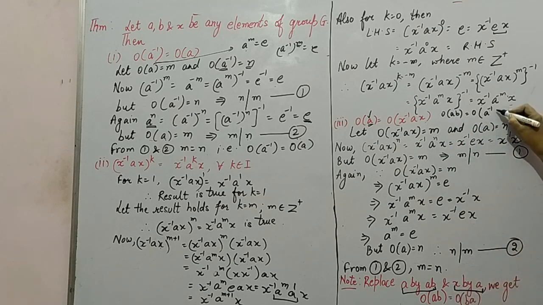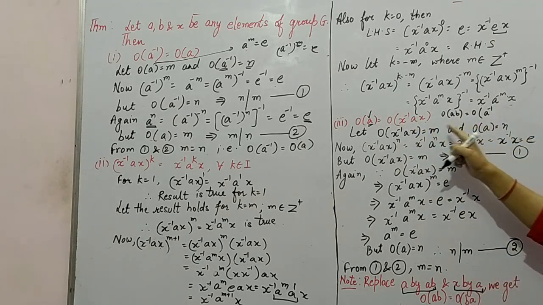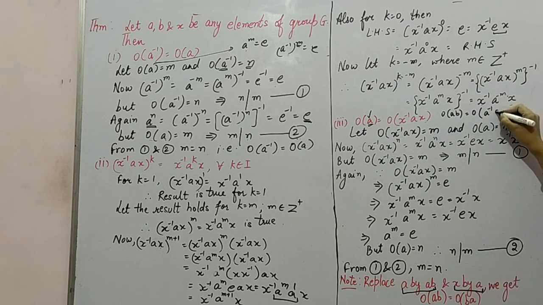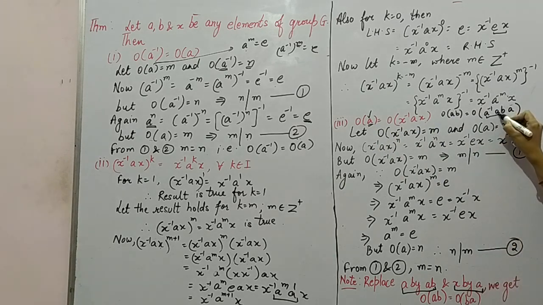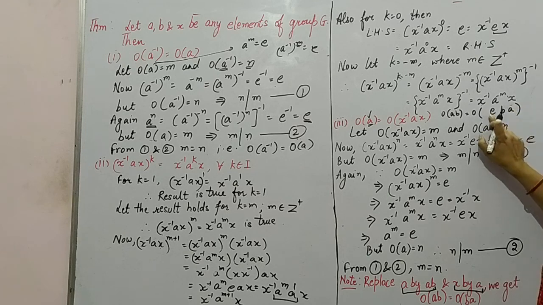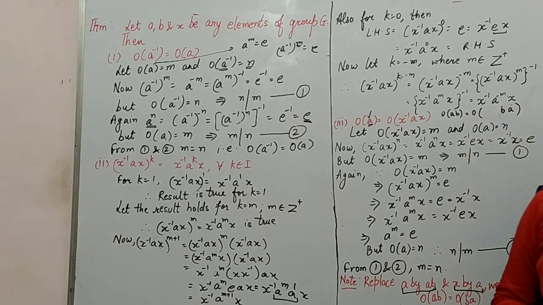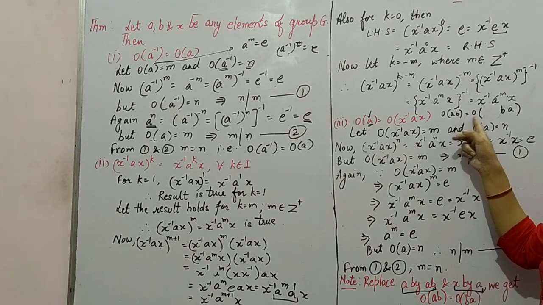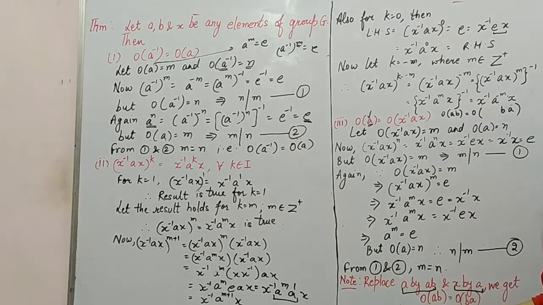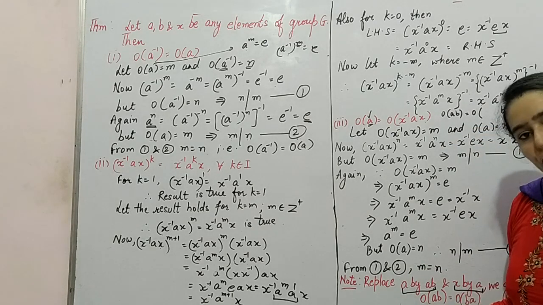So what we get, see here, x is A. We have replaced A by AB and x is again A. Now what is A inverse into A? This is identity. You can write identity here, and identity into any element is equal to that element. So where have we arrived? We have arrived at order of AB is equal to order of BA. That is the result we want to prove.